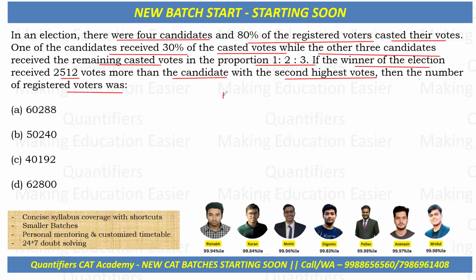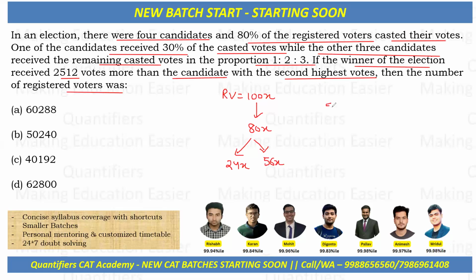Let's assume registered voters to be 100x. Now, 80% cast their votes. So 80% of 100x will be 80x. Now one of the candidates received 30% of 80x. So that would be 24x. Further, students, it is given that the other three candidates received the remaining cast votes in the ratio 1:2:3. So the remaining cast votes will be 56x.